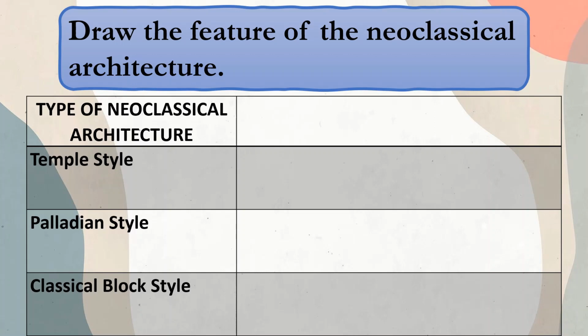Now, let's have a wrap-up activity. Draw the feature of the neoclassical architecture. So we have the type of neoclassical architecture. On the left side, we have the temple style, Palladian style, classical block style. On the right, you have to draw the feature of the neoclassical architecture given.